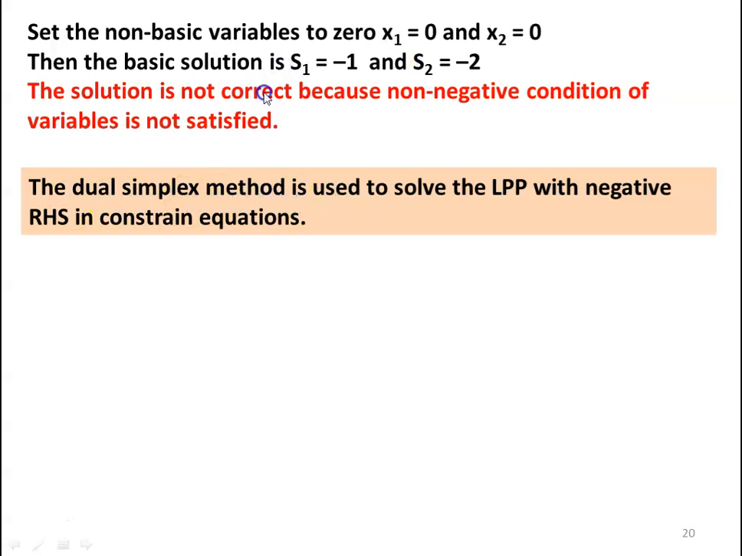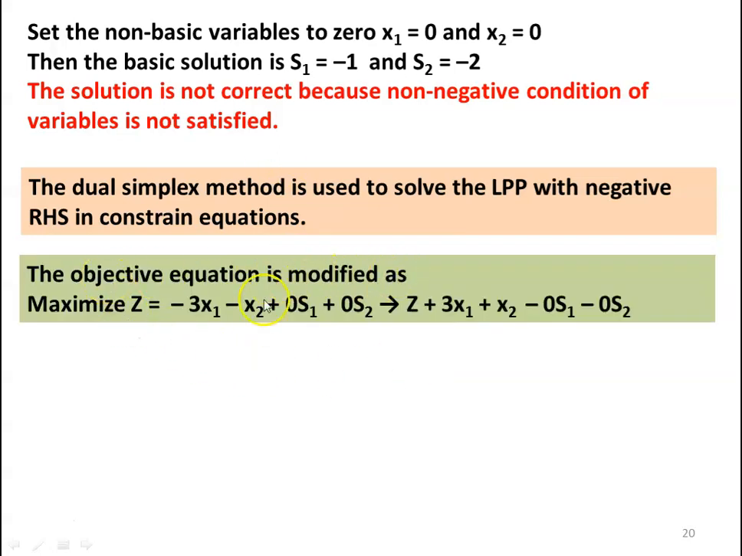In this situation, when the s1, s2 values are taking negative values, the dual simplex method is used to solve the LPP with a negative right-hand side in the constraint equation. So, this is the advantage of the dual simplex method. When you have negative right-hand side, we cannot solve by the simplex method or the big-M method or the two-phase method. So, when you have negative right-hand side, we can comfortably use the dual simplex method to solve the problem.